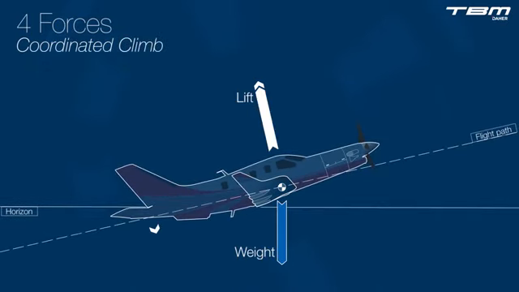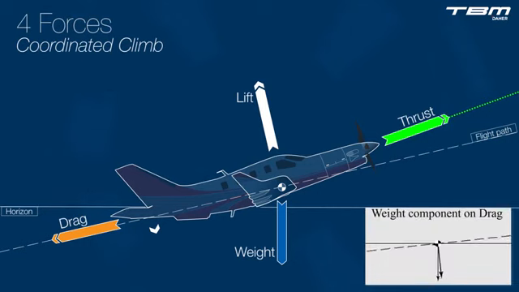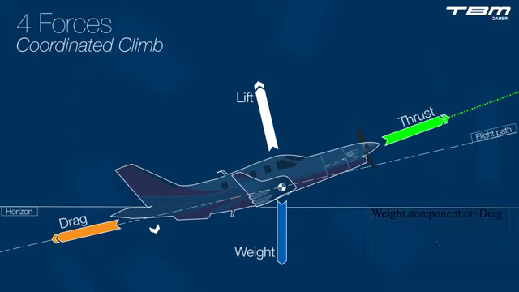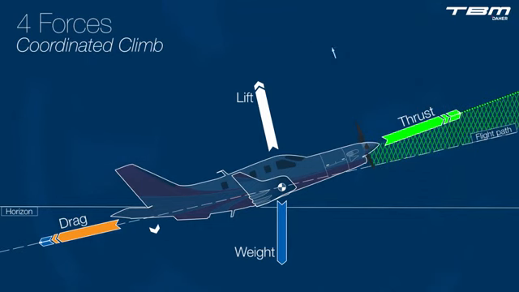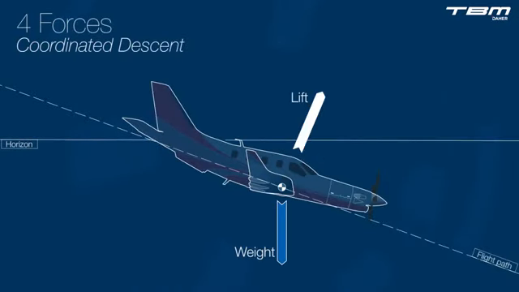Weight acts towards the center of the Earth, but during climb, a percentage of the weight has an aft component which opposes thrust. Lift remains perpendicular to the flight path, or relative wind. During climb, an angle of attack is created between the thrust line and the flight path, which provides a vertical component, increasing total lift. During a stabilized climb, performance is limited to the amount of excess thrust available at a given speed. At the top of descent point, the TBM pitches over to begin the descent.